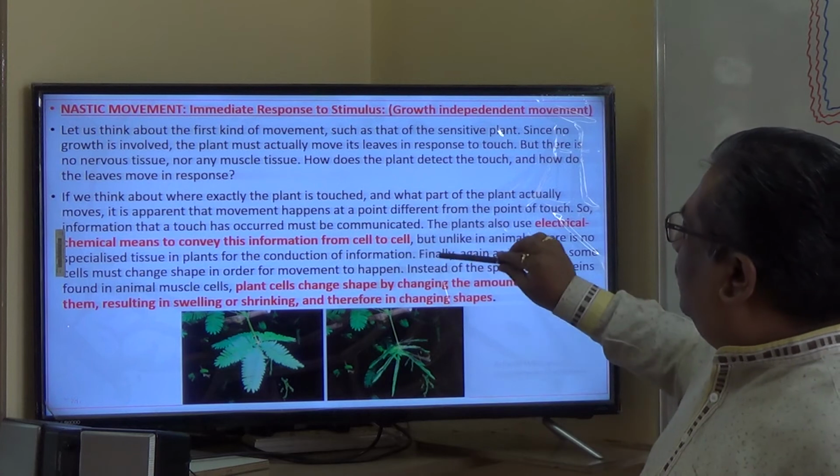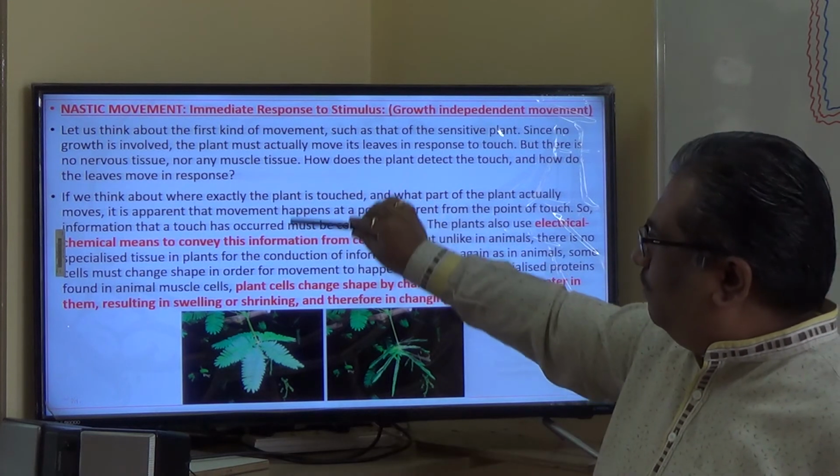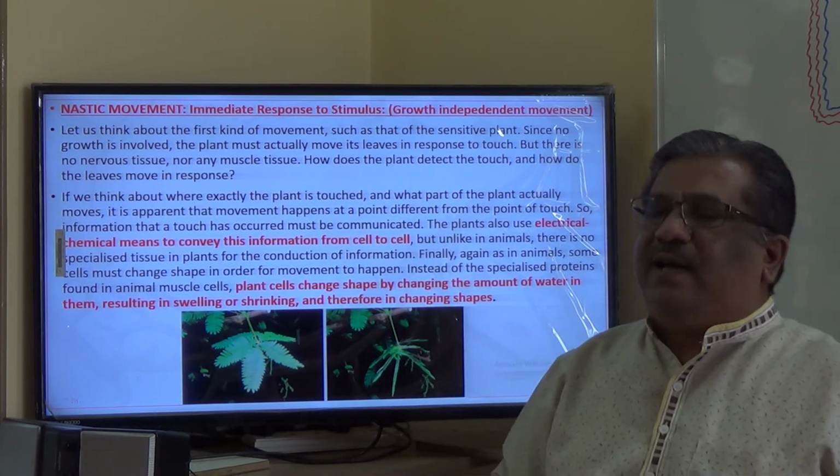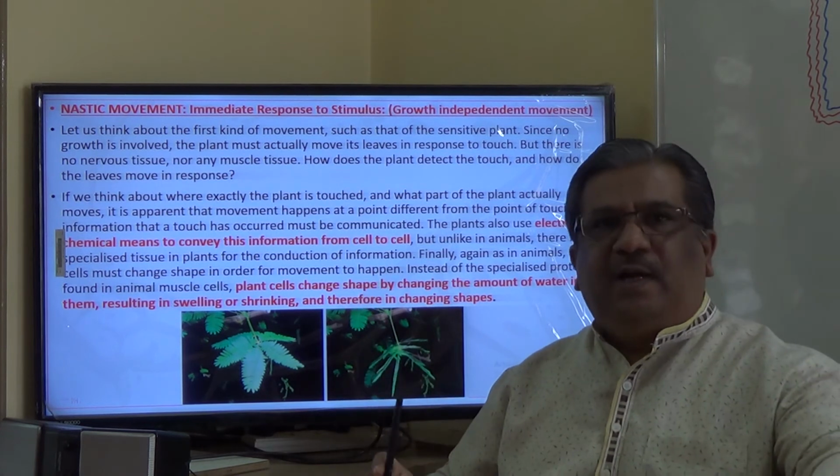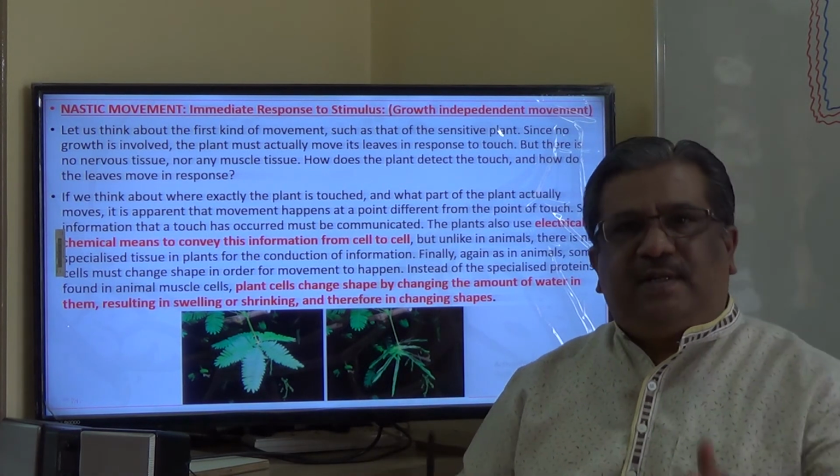So this paragraph once again I'll read. Please listen to me carefully. Even if you are bored, no problem, I will read, because it is very important part.